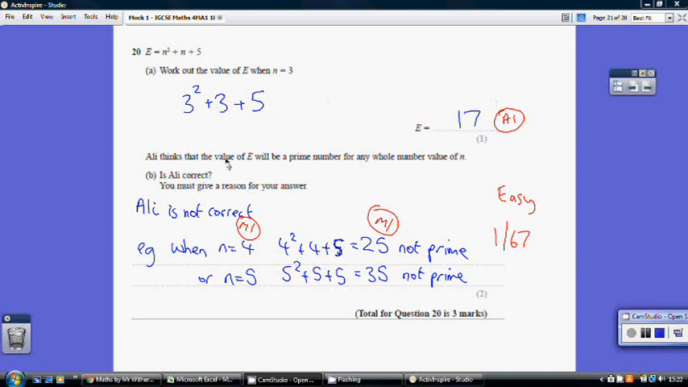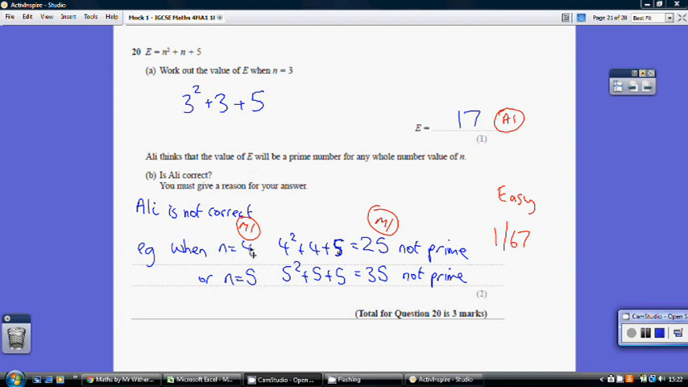Now for part B, Ali thinks that the value of E will be a prime number for any whole values of n. Is Ali correct? You must give a reason for your answer. So what we really want to do in one of these is find an example where she's not correct, then we can just conclude that they're not right. Working through, it does work for n is 1, 2 and 3, but look what happens when you do n is 4 or n is 5.